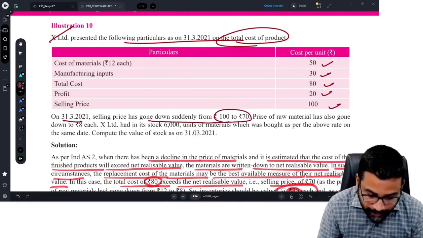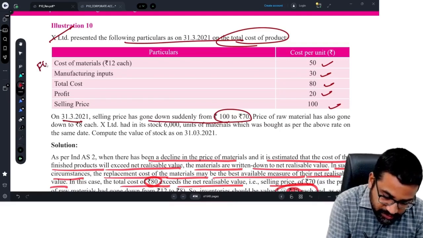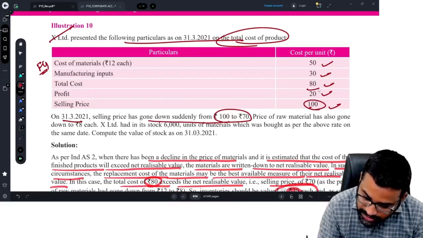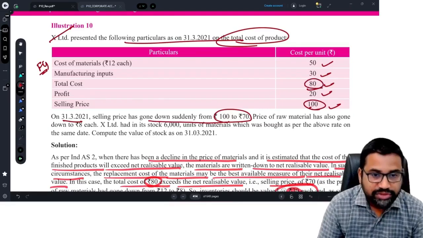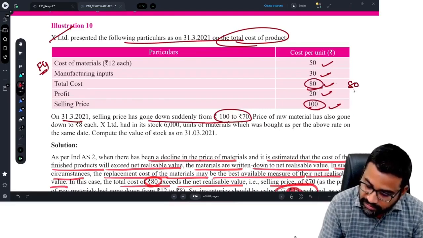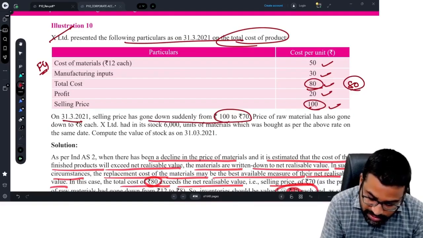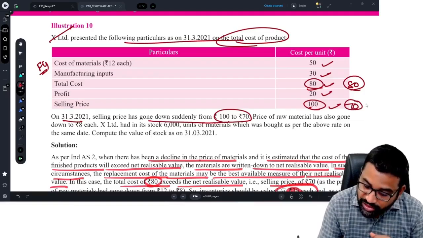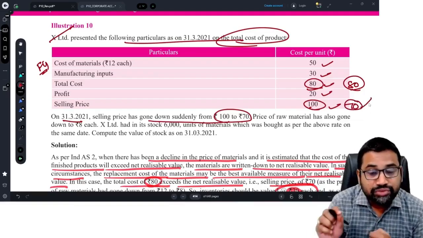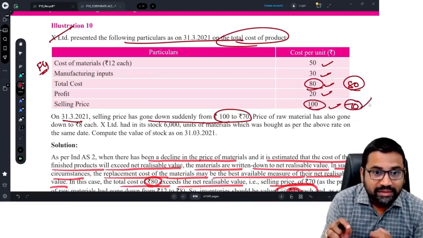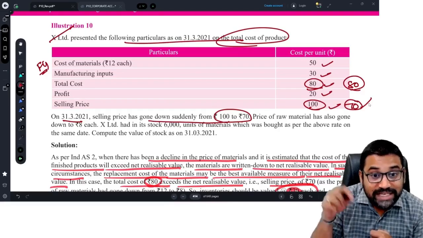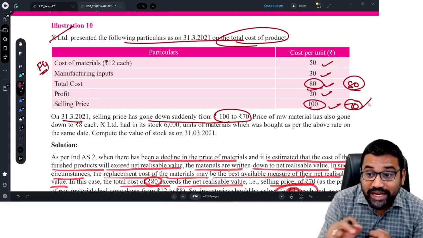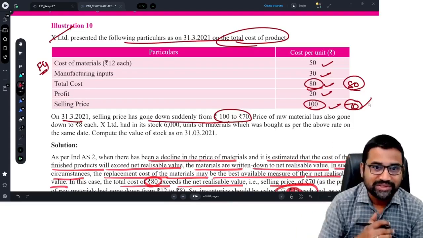See, actually, this is the finished good, right? What is the selling price? 100. And what is the cost? 80. So cost or NRV, whichever is lower, means 80. But suppose the selling price is now 70. 70 or 80, whichever is lower, means 70. That means the finished goods are valued at NRV. That means NRV is less than cost. I told you, when the NRV of the finished good is less than cost, then raw material is valued at replacement cost.